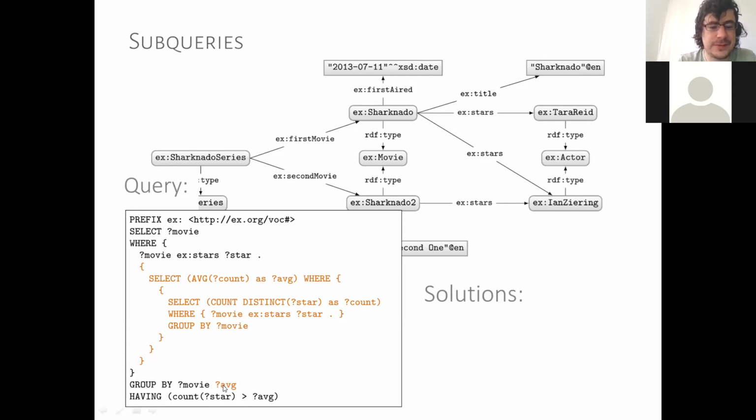Since there's only one value for average, it doesn't actually change the grouping, but it allows us to access the average outside after we apply the grouping. So it allows us to apply this halving here based on average. And then we return the movie. So in this case, we have Sharknado.